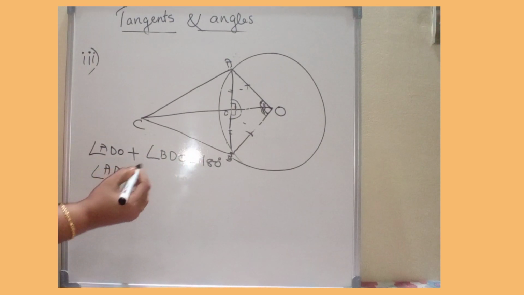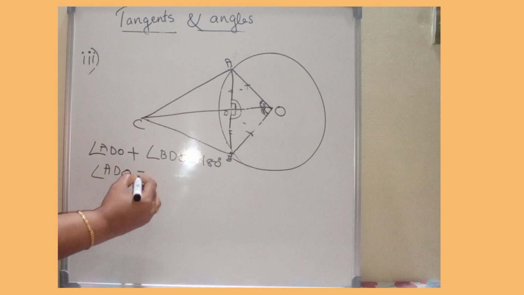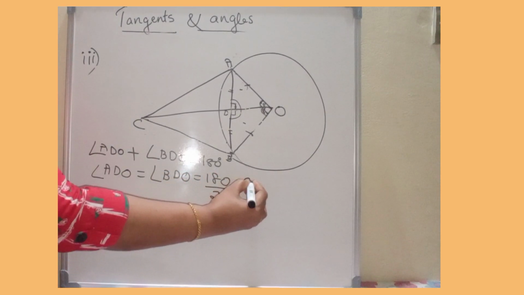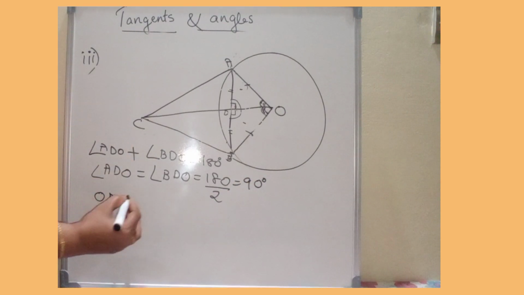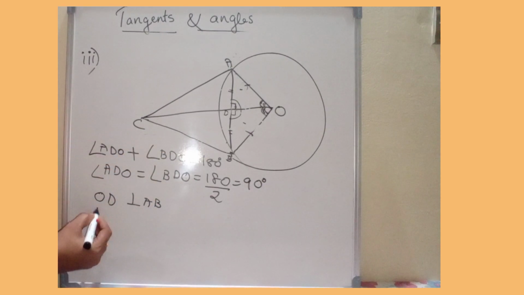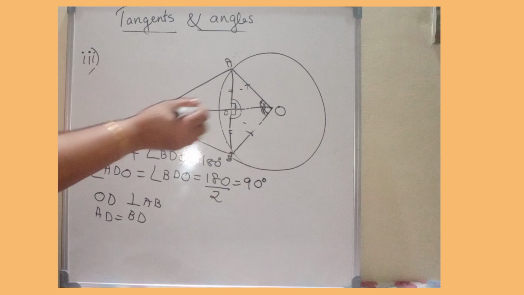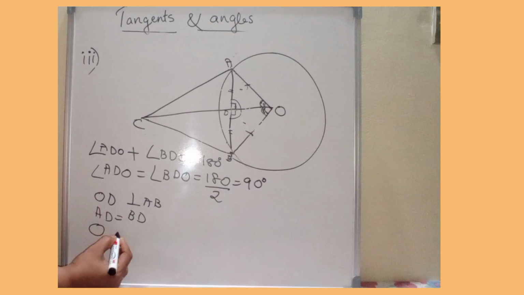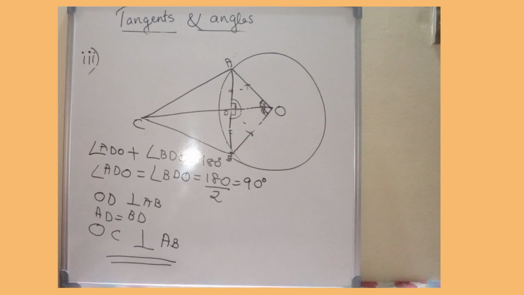So, two equal quantities adding up to 180, each is how much? Angle ADO is equal to angle BDO, that is equal to 180 by 2, which is equal to 90 degrees. That is, this OD is perpendicular to AB. Okay, and we have AD is equal to BD. Therefore, we can say that this OD, or completely we can say that this OC, is perpendicular to AB. Okay, that is OC is perpendicular to AB, hence the proof. Okay, thank you.